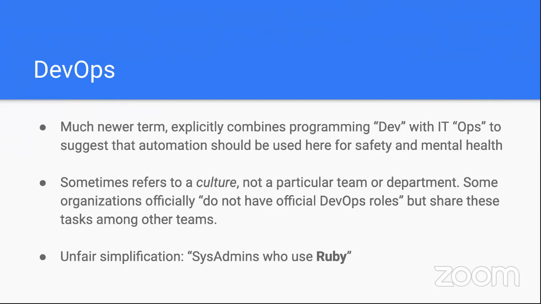So it's much newer. It doesn't have nearly as negative a connotation in my understanding. And it's a more modern version of the same thing, being explicit about programming, automation, doing this kind of stuff smartly. The unfair simplification of DevOps is these are sysadmins who use Ruby. So Ruby is another programming language. Yes, Anna.